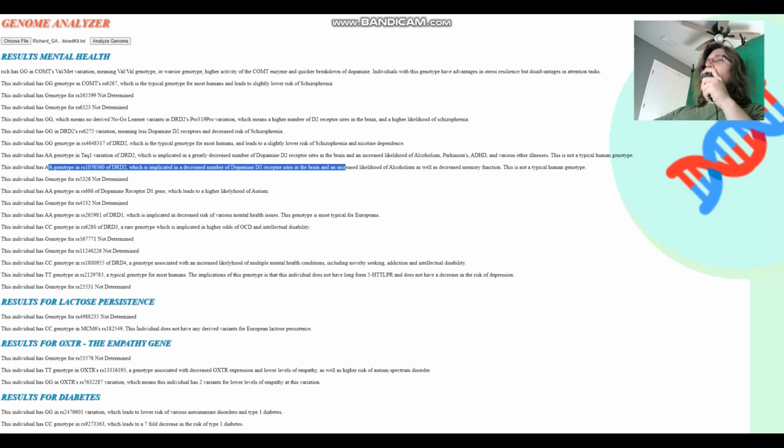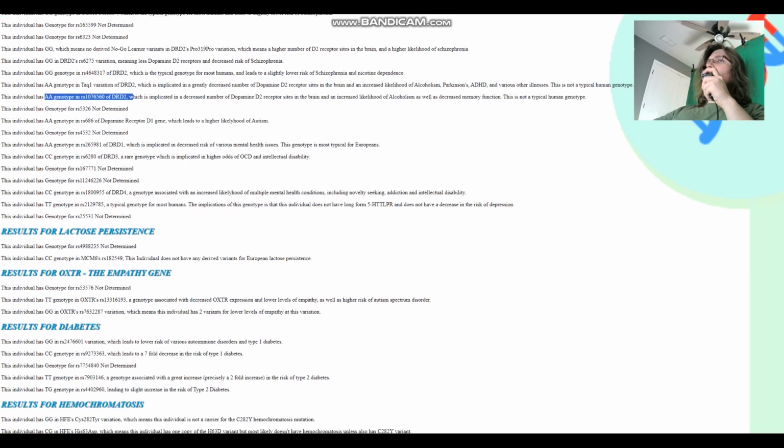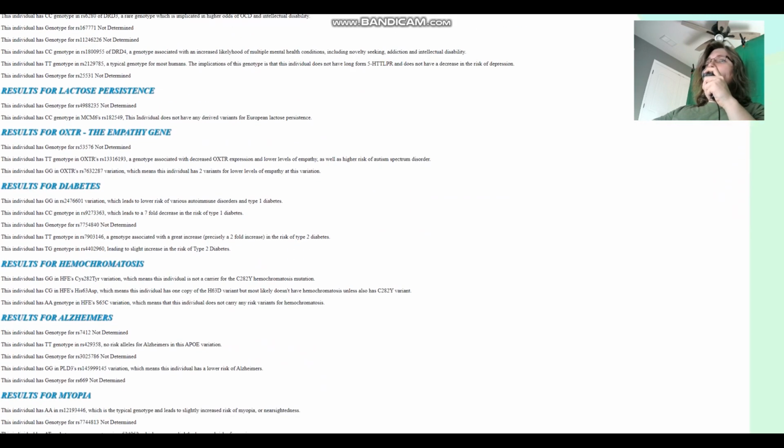So he's got at least two variants in DRD2, probably more, because they tend to come in packages, that greatly decrease the availability of dopamine D2 receptor sites. Okay, so for lactose persistence, he does not carry European lactose persistence, is not lactose persistent, or at least doesn't have the European alleles for it.